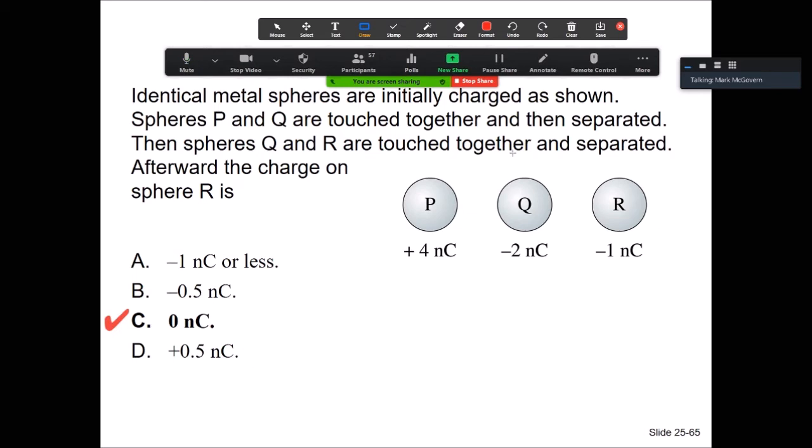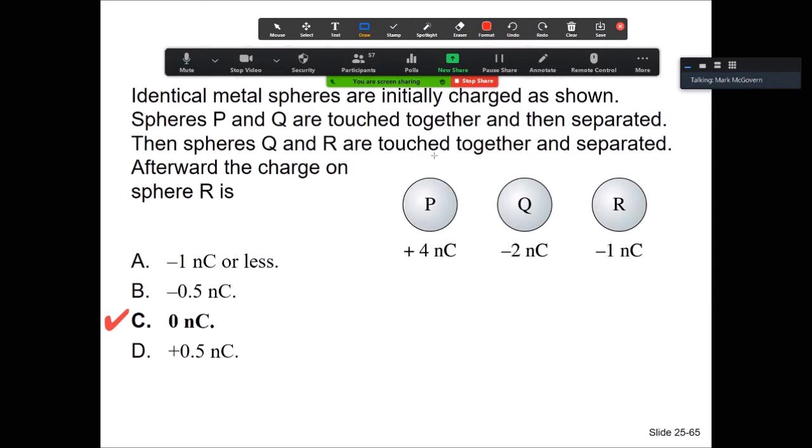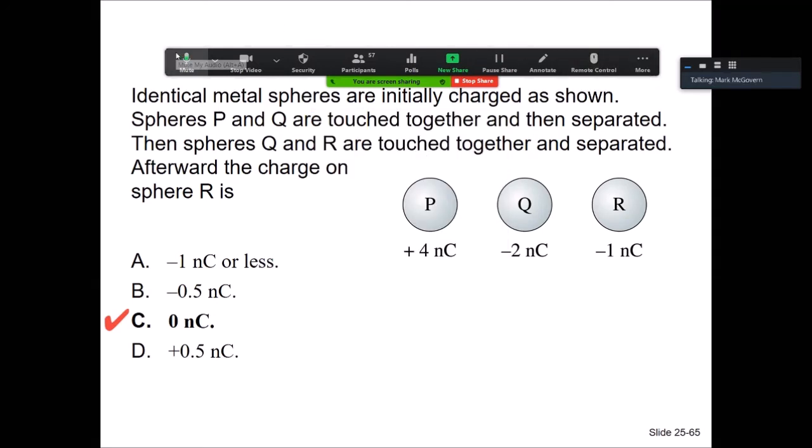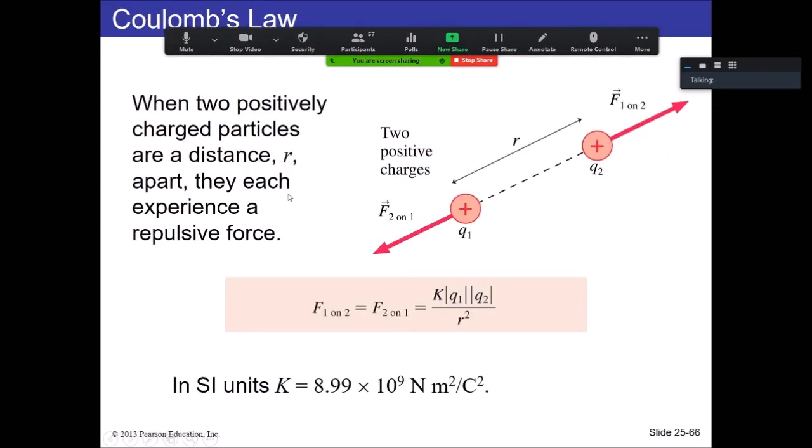Okay. All right. Let us move on then to the next slide, which probably has some more physics on it. I hope so. Really? Coulomb's law already? Okay.